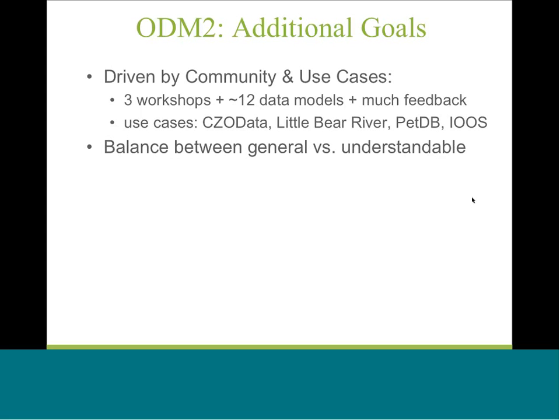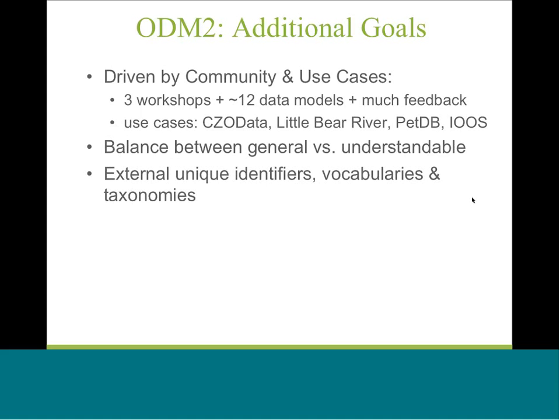We wanted to make sure that we could make the data model general enough so that it could meet all these needs, but also understandable enough so that we wouldn't have programmers and data managers and scientists scratching their heads every time they looked at it and said, what the heck is that for? So we've taken a lot of care in the terminology that we've used and using repeatable patterns. We realized that we weren't going to have all the answers. So we've made really strong capabilities for ODM2 to utilize external identifiers.